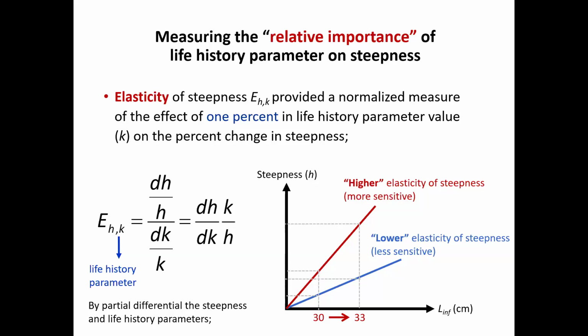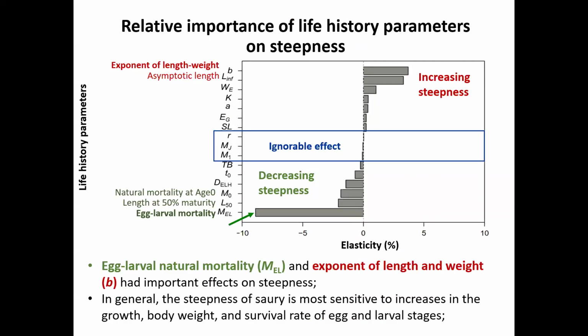So for example, if this is the infinity, and we increase the infinity from 30 to 33, if this parameter has a higher elasticity, then this change will be bigger compared to a lower elasticity of the stiffness, because the change is smaller. Which means if the parameter has a higher elasticity, it's more sensitive. So this is the result for the relative importance of each parameter on the stiffness.